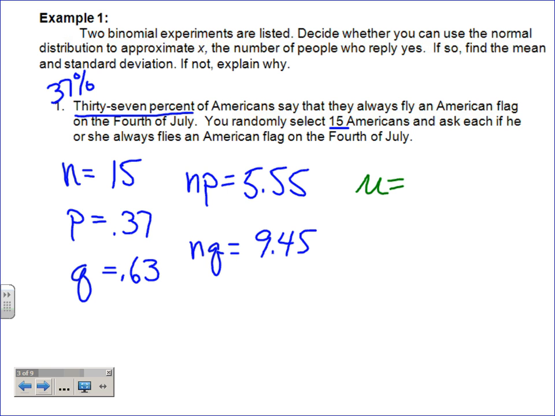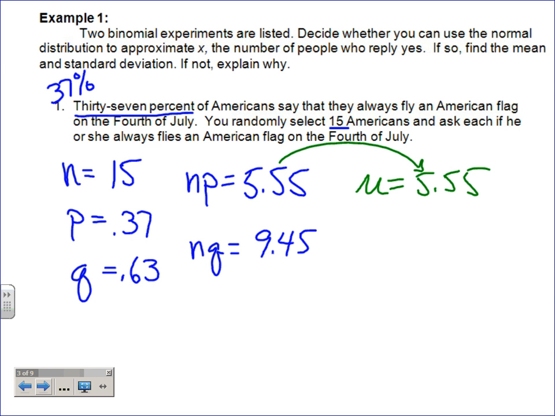Seeing we can use it, see it says here, if so, find the mean and standard deviation. If not, explain why. Well, we can. Well, the mean is just right here. You gotta love that. So they're saying, what does that mean, though? Pardon the pun. You need to be able to translate what you're finding. It's great that you can find the numbers.